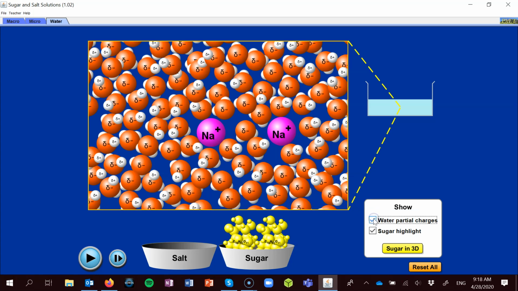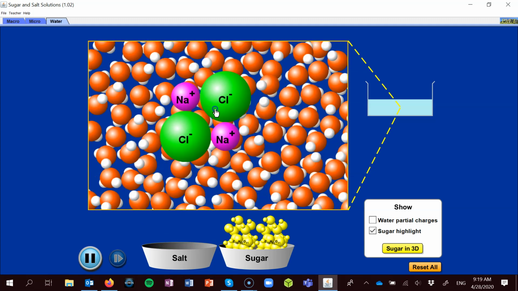If I turn on water's partial charges, you'll notice that each of those ions has a lot of water molecules where the negatively charged part of the water molecule, which is the oxygen part, is facing that ion. That multiplied by 6, 7, or 8 water molecules is the effect that allows water to dissolve sodium chloride. Because the attractions between an individual water molecule and an individual sodium ion are not strong compared to the attractions between a sodium ion and a chloride ion. But when you have a lot of water molecules attracting a singular sodium ion, that allows water to dissolve an ionic compound like sodium chloride.